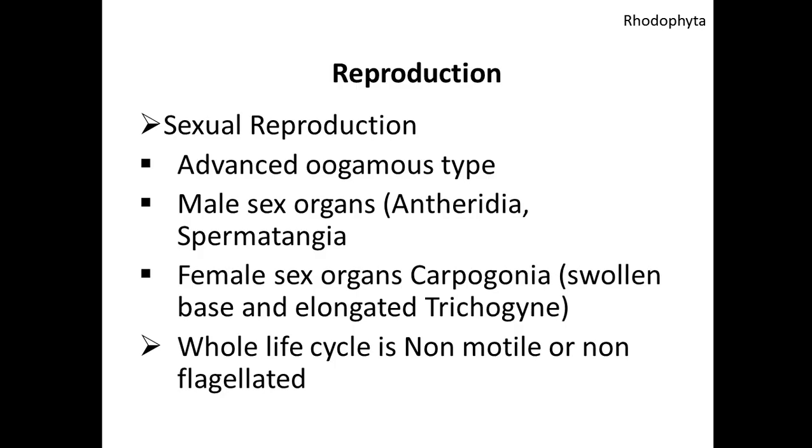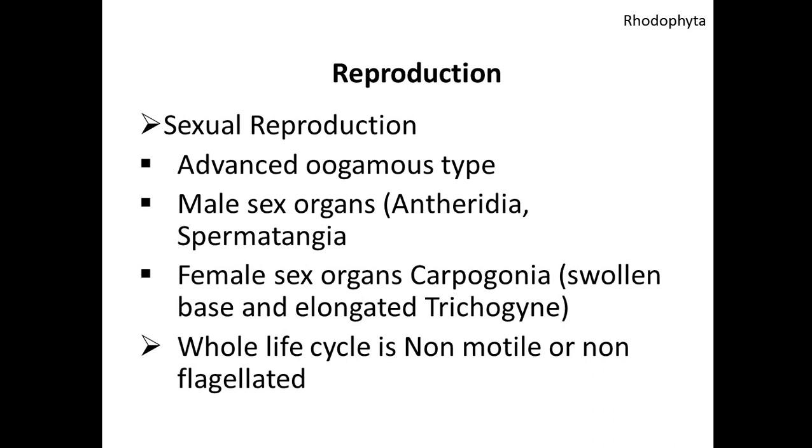There are complex post-fertilization events in red algae. The male sex organ is called spermatangia or antheridia, which produces male gametes, spermatia. The female sex organs are called carpogonia. The carpogonium is flask-shaped, differentiated into a swollen base containing the egg cell, with a neck-like elongated protuberance, the trichogyne.